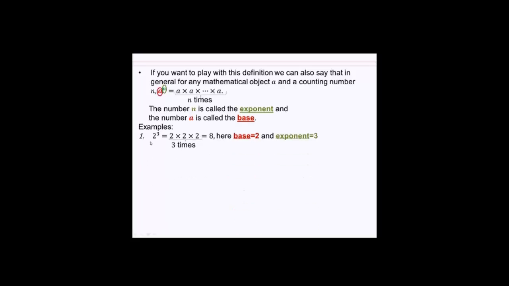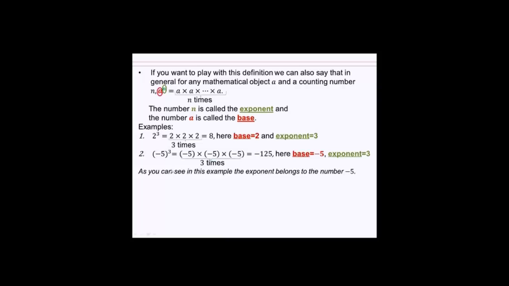Let's do some examples. 2 to the third, there are 3 copies of 2 multiplied together. 2 is the base, 3 is the exponent. Here, we're changing the 2 and this is (-5) in parentheses cubed. So -5 is our base, 3 is our exponent. Over here, you're going to see a negative sign. So that's the sign for the answer to 4 squared. 2 is the exponent, 4 is the base.